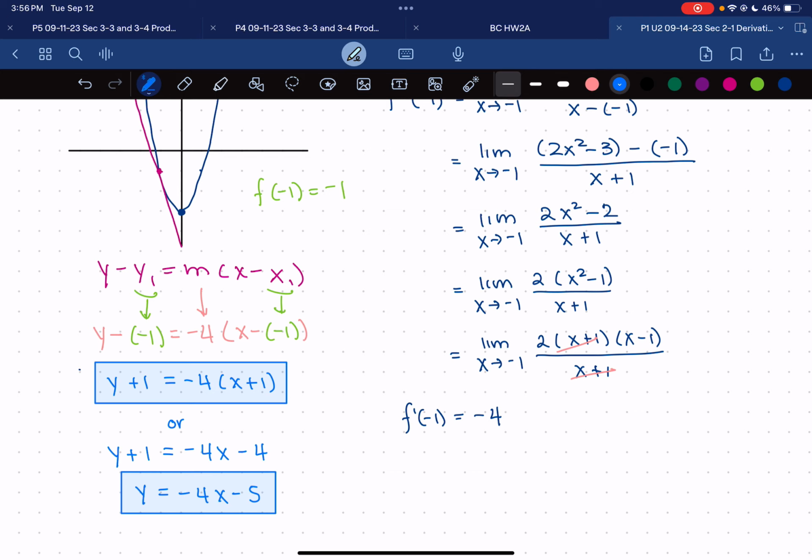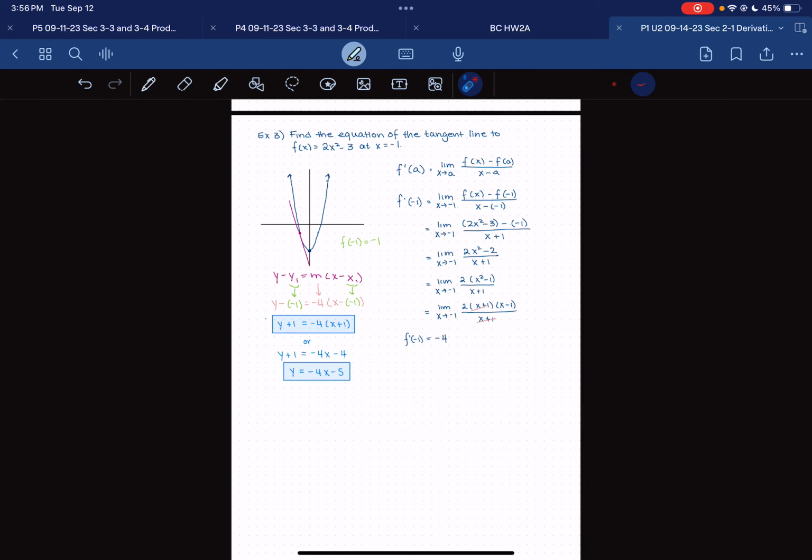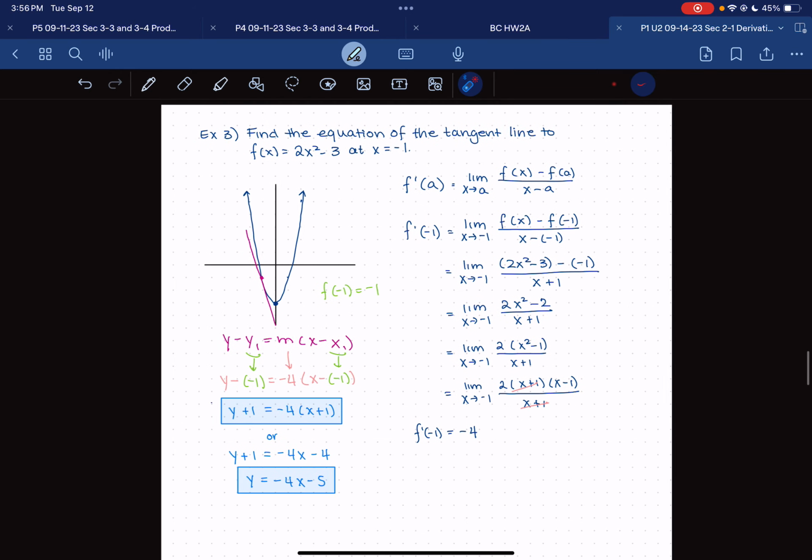And again, this seems to make sense. A y-intercept of -5, it does look like we're hitting down there around -5. So this seems like a reasonable answer. So there is your equation of tangent line.